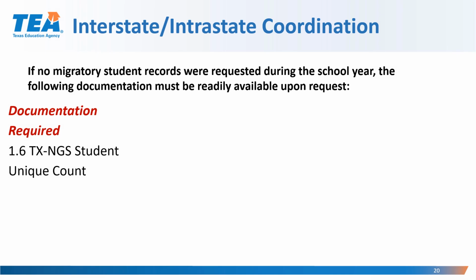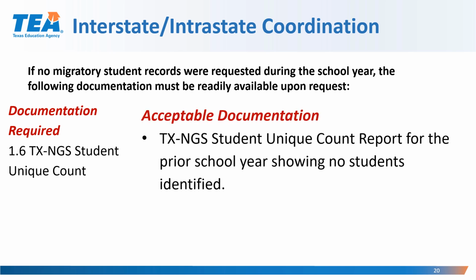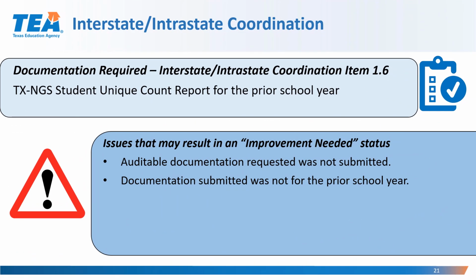If no migratory student records were requested during the school year, the following documentation must be readily available upon request. Documentation required for 1.6 is the TXNGS student unique count. The acceptable documentation for this is the TXNGS student unique count report for the prior school year showing no students were identified. Issues that may result in an improvement needed status for 1.6 are the following. The audible documentation requested was not submitted, or the documentation submitted was not for the prior school year.